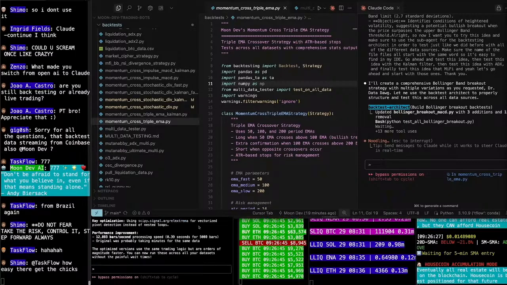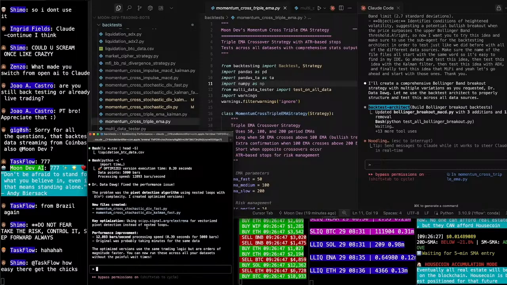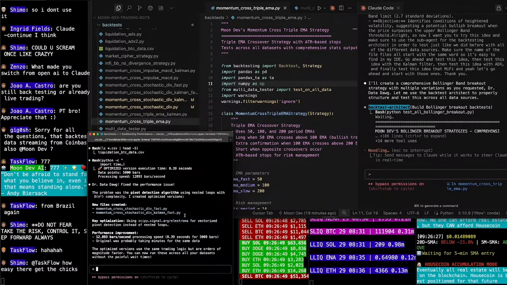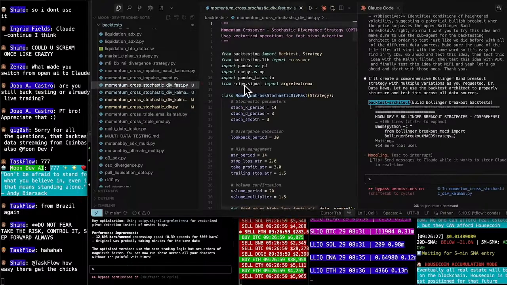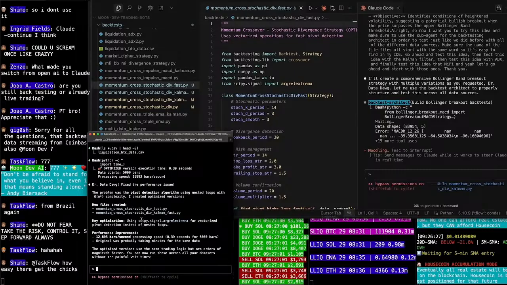Okay, here we go. So key optimization. We were using SciPy. The problem was the pivot detection algorithm using nested loops. Okay, let's try them out again. I think it was fast.